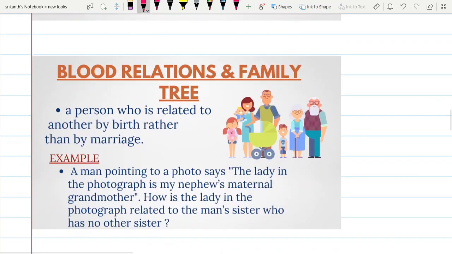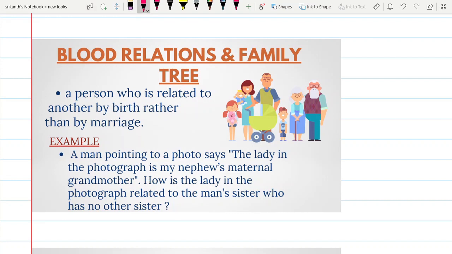The next is finding blood relations and family trees.